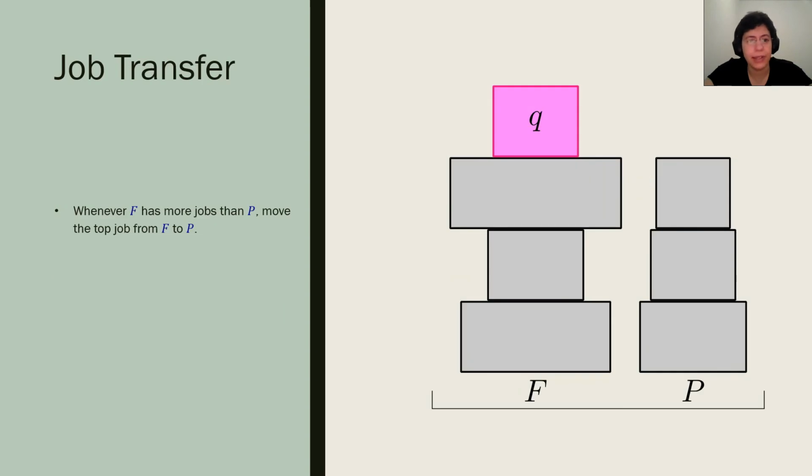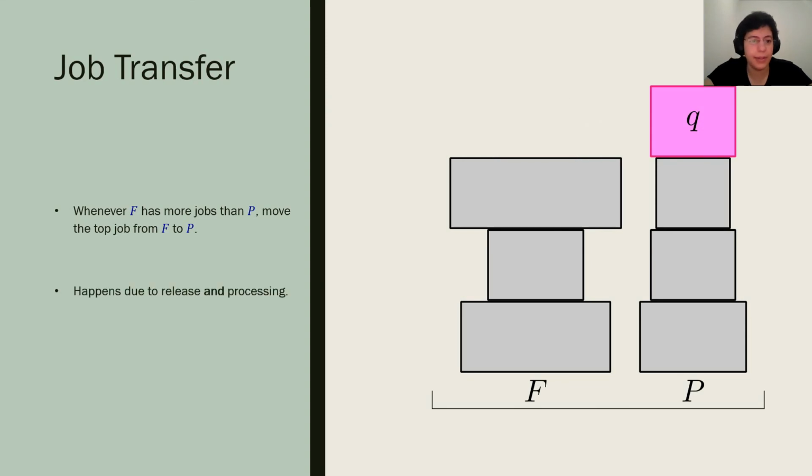As for job transfer, whenever F has more jobs than P, we simply slide over the top job from F to P. And this might happen due to job release or due to job processing. So either a job is released to F or a job leaves P due to processing.